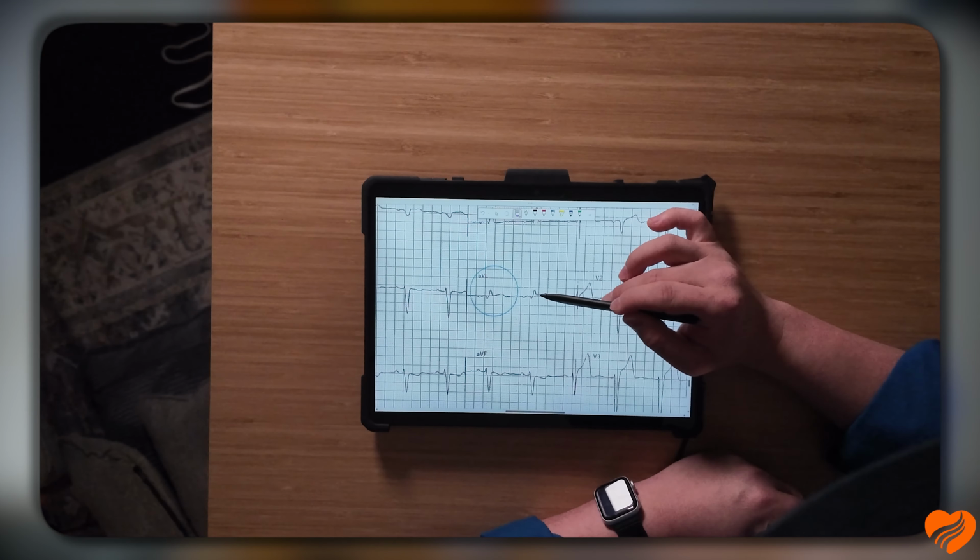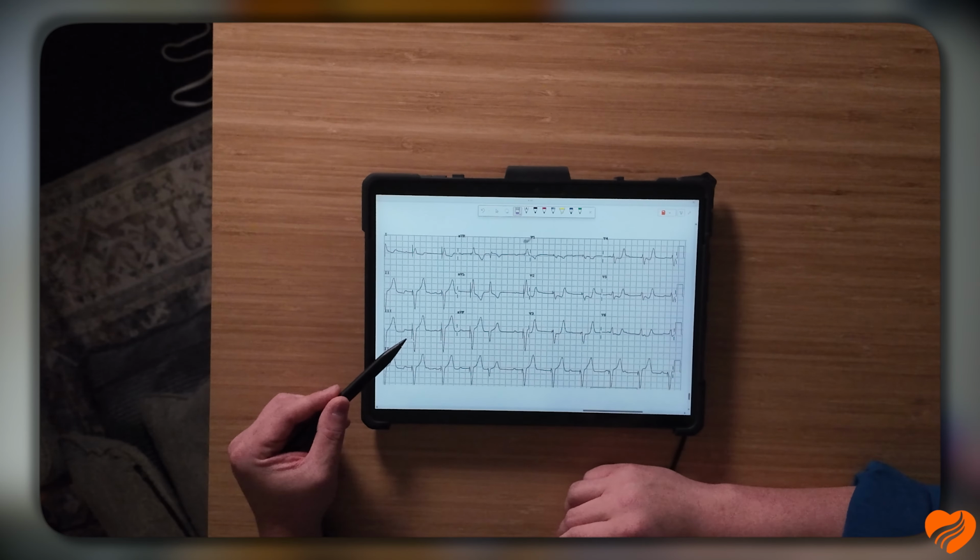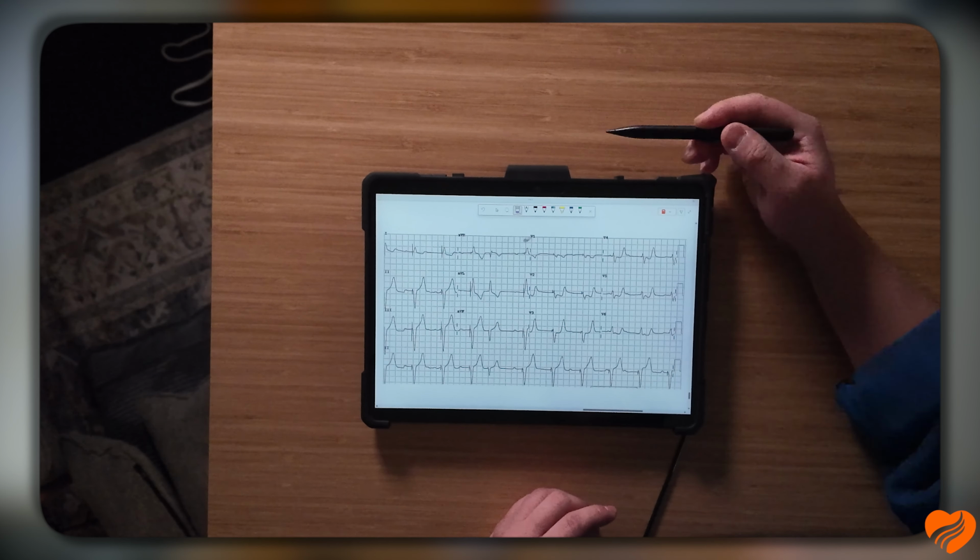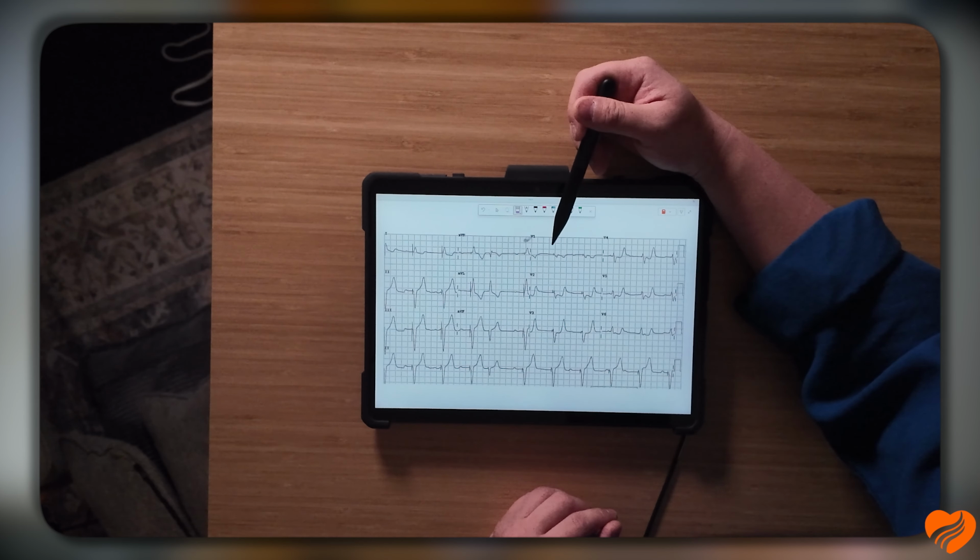So here, I've got a paced patient, right? You can see you've got pacer spikes down here, right? Now, remember, just because it's a paced patient doesn't mean you can't identify an OMI. So, looking at this, I'm looking for concordant ST elevation or concordant ST depression.